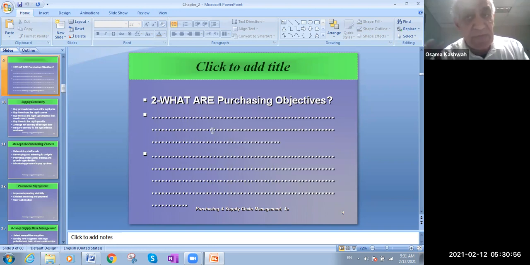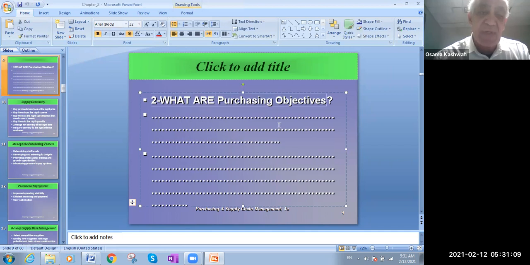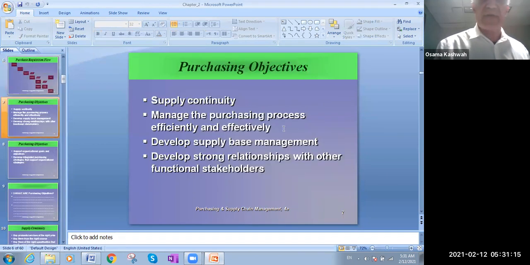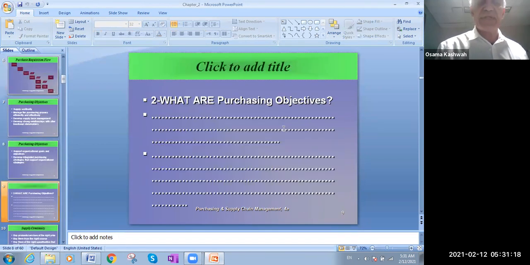We'll have about 5 minutes to go back to the slides and see, and you can search the web. If you find something more, you can add it here. What are the purchasing objectives? What are the purchasing objectives? We have it on the previous slide. Those slides include the purchasing objectives.